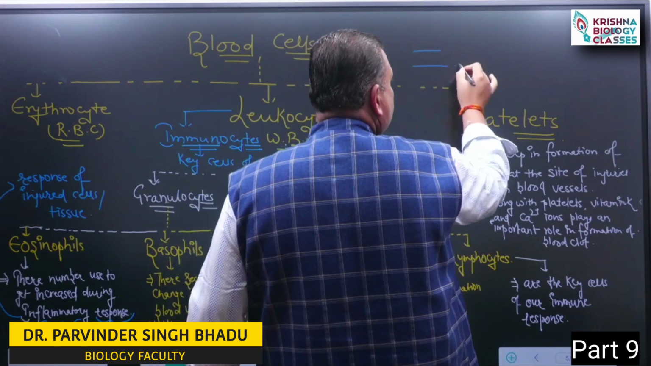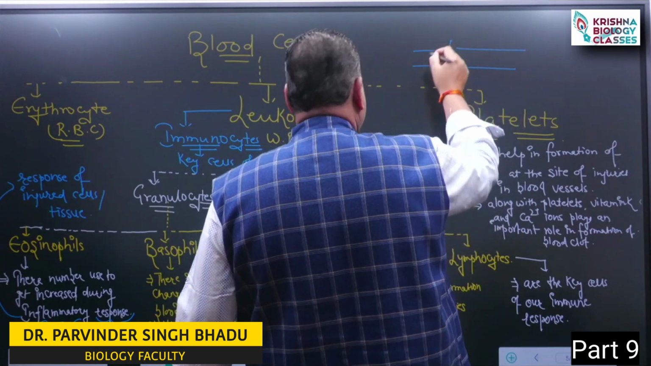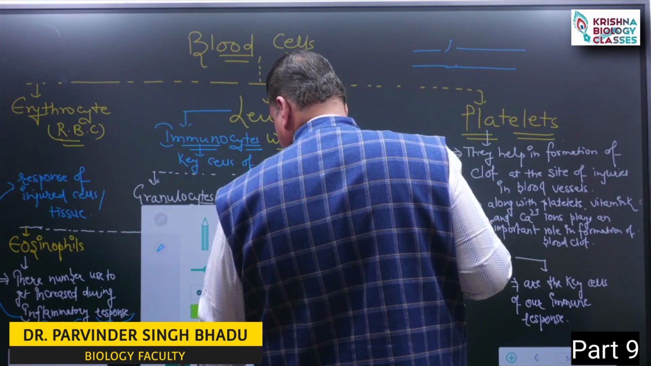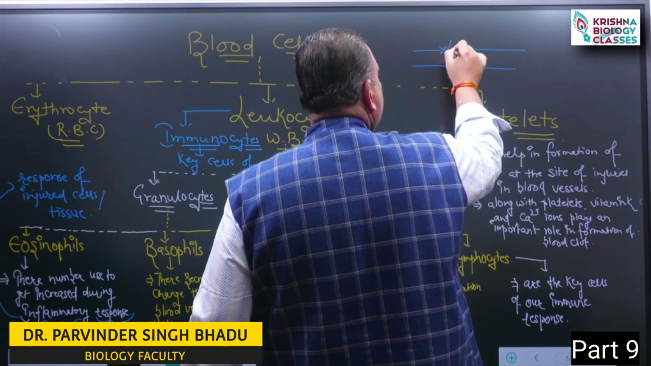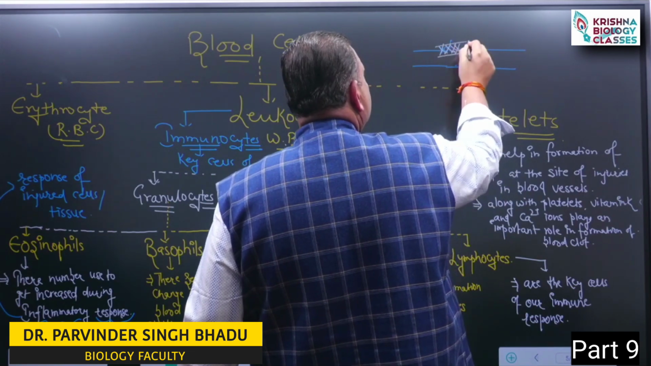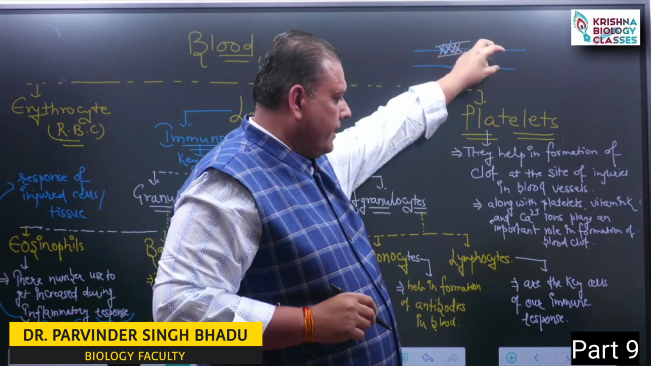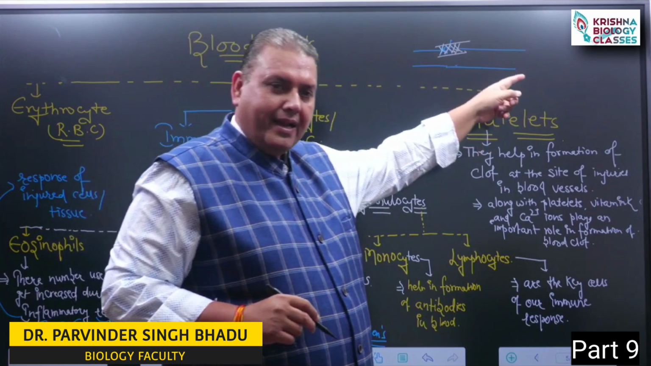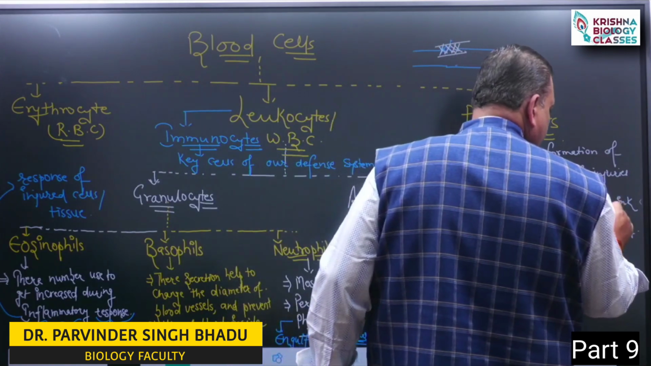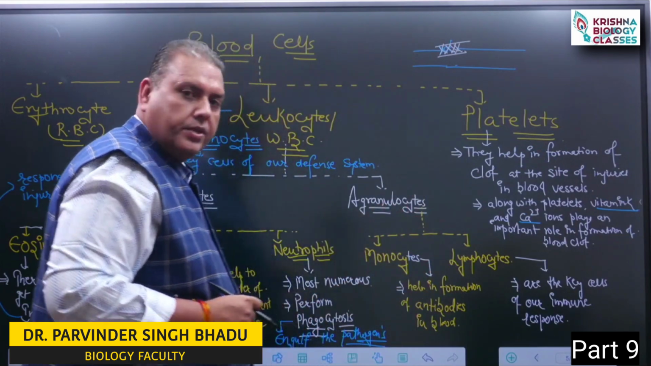Now, if blood vessels get injured and a wound happens, then the platelets form the blood clot by forming a net-like structure at the site of injury. Along with platelets, vitamin K and calcium play an important role in the formation of blood clots.